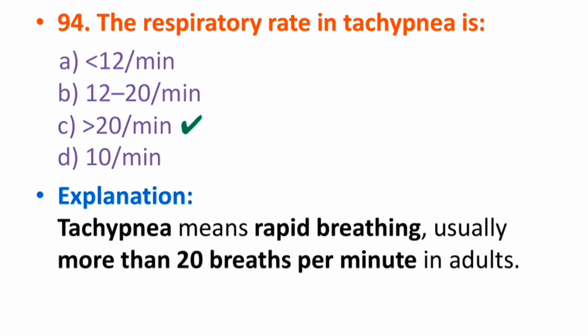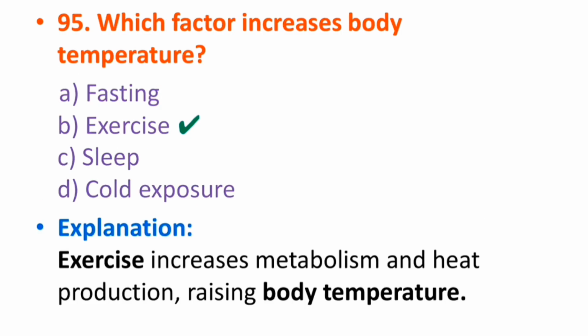The respiratory rate in tachypnea is option A, less than 12 breaths per minute. Option B, 12 to 20 breaths per minute. Option C, more than 20 breaths per minute. Option D, 10 breaths per minute. The correct answer is option C, more than 20 breaths per minute. Tachypnea means rapid breathing, usually more than 20 breaths per minute in adults.